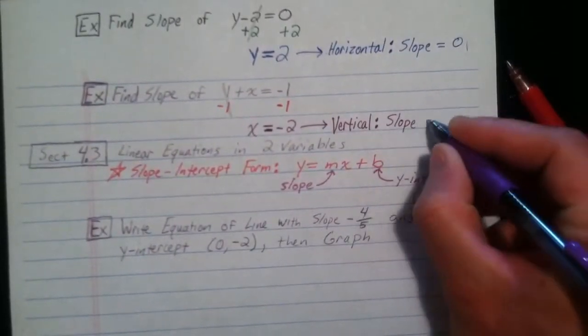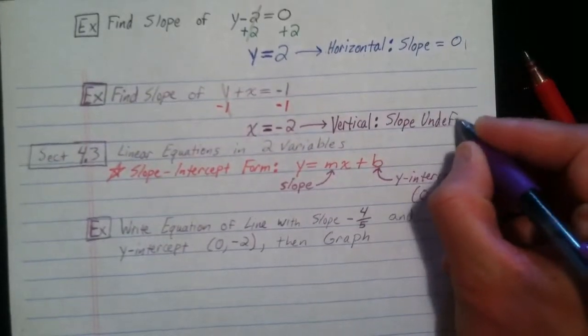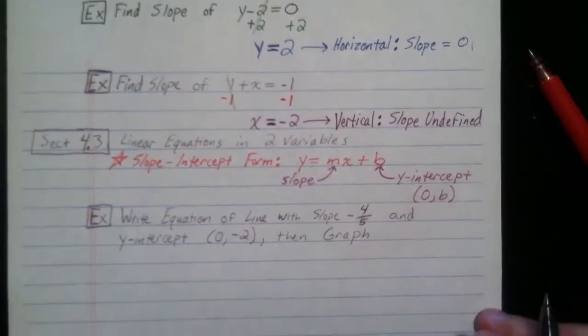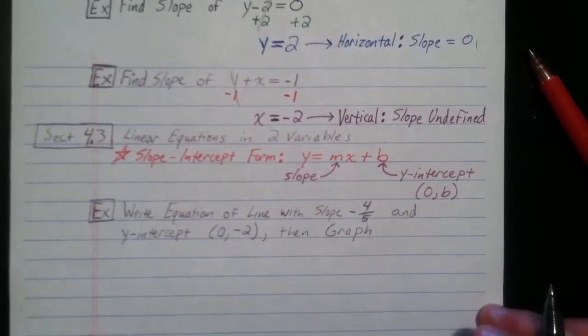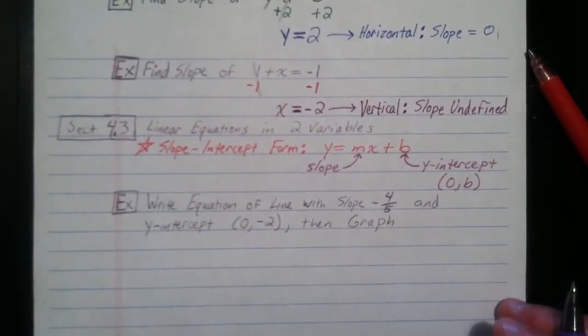So this last example, the slope is undefined. And we'll pick up in the next video with section 4.3.